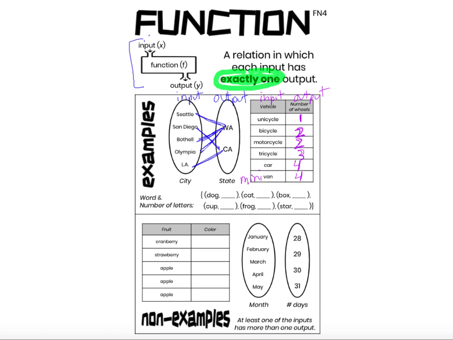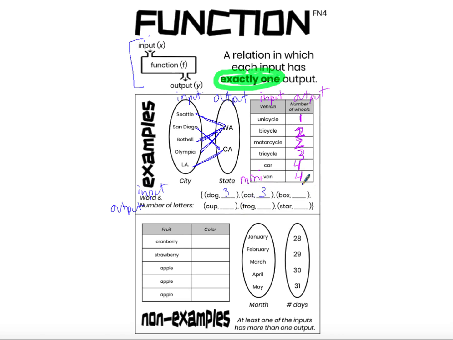Last example, I guess we'll go back to blue. Input of a word, output, how many letters are in that word? So I'm going to stick inside my function machine the word dog. Inside the function machine, my function's going to count how many letters are in this word, and out's going to pop my output of 3.